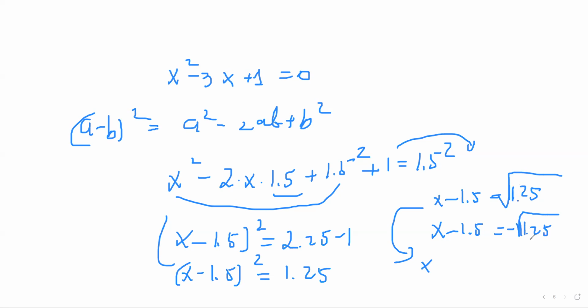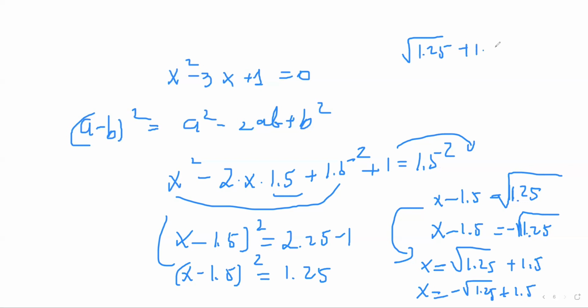This is the exercise because we want to show that from here we don't get any exact number. And that's why we are going to call it an irrational number. So x equals the square root of 1.25 plus 1.5, and x equals minus the square root of 1.25 plus 1.5. So there are two roots. The square root of 1.25 plus 1.5 is our first root. And the second root is minus the square root of 1.25 plus 1.5. So two different roots.